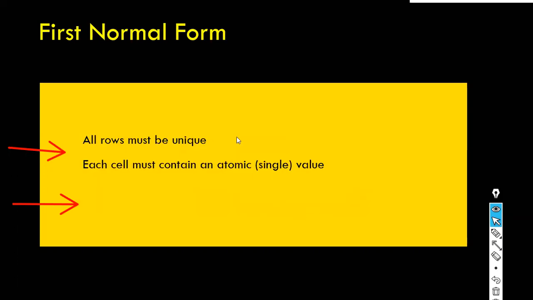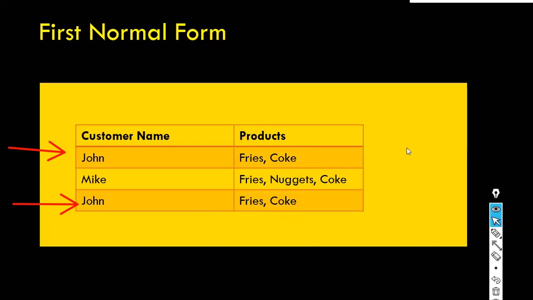The first rule itself is violated. Each cell must contain a single value. Does it contain a single value? Please wake up, guys. Tell me, does it contain a single value? Yes, this column has a single value in it, right? Customer name has a single value. But does this column have a single value in it?